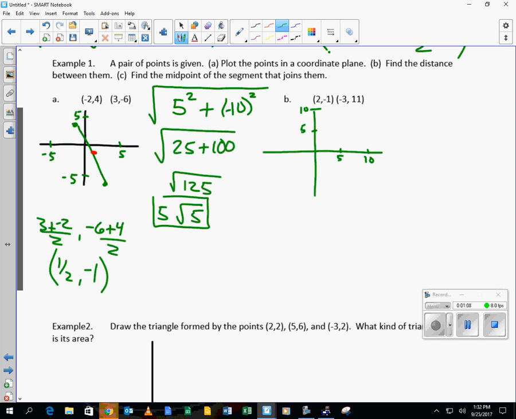I'm going to plot these points. And as I plot them, let's see, 2, negative 1. Right there. And negative 3, 11.